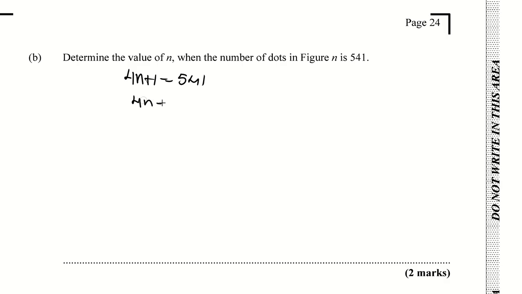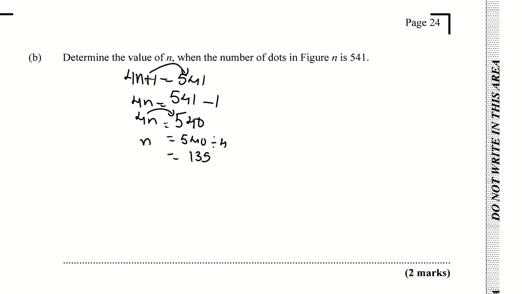So 4n is equal to, carry the 1 across, 541 minus 1. So 4n is equal to 541 minus 1, which is 540. So n, carrying the 4 across, is 540 divided by 4, which is 135. So determine the value of n when the number of dots in the nth figure is 541. So n would be 135. Everybody good so far?